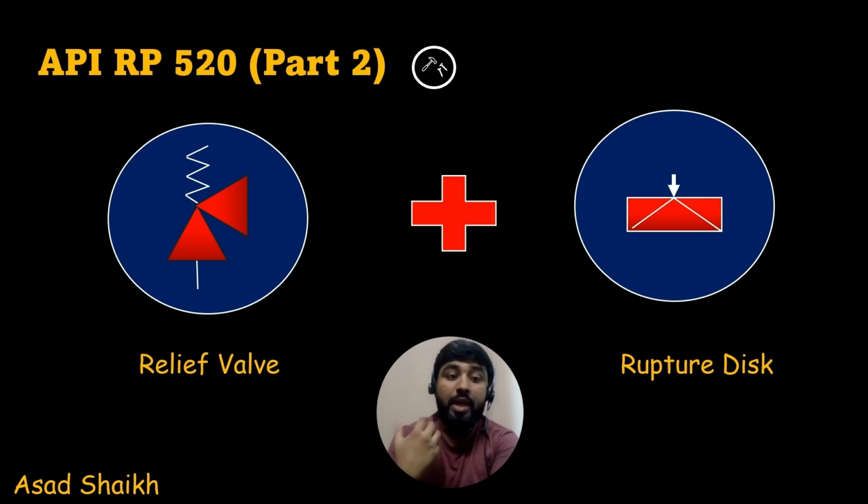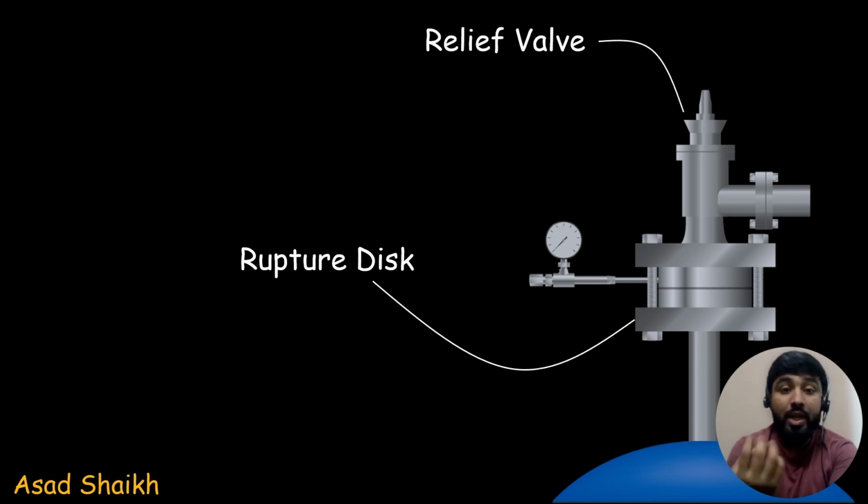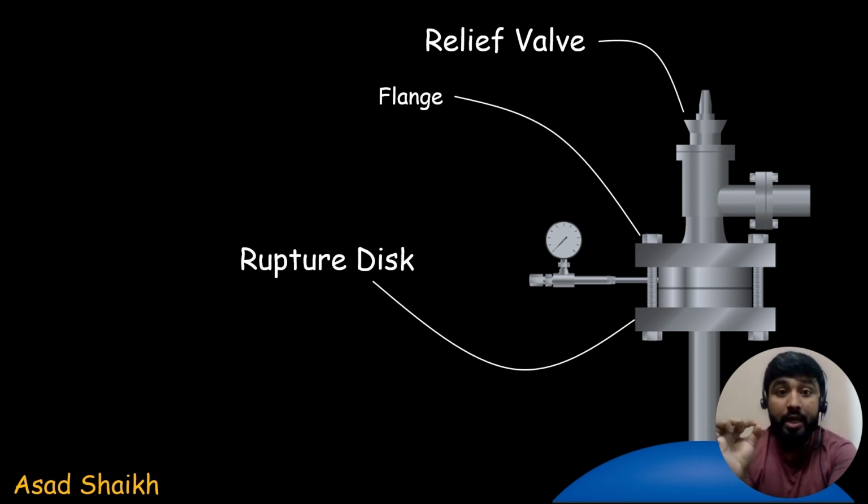Now I would like to tell something which a lot of engineers ignore, and that is API 520 part 2, that especially deals with the installation of relief valves. I would like to talk about the relief valve plus rupture disc configuration that can be very helpful to you. Let's try to understand in depth how this can be helpful to you as an engineer. If you see here, this is a rupture disc plus relief valve assembly. This is your rupture disc, this is your relief valve, and here's where you have your flanged connection to it.